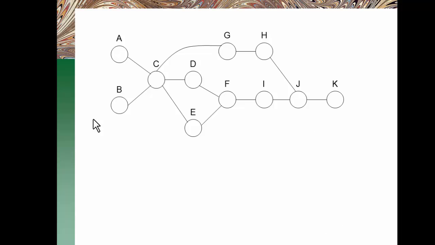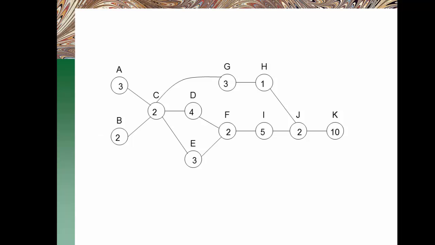So this will show how long each task takes. Task A, for example, takes 3 days, task B takes 2 days, and so forth. Now, using this graphical format, we can easily calculate the least amount of time to complete the entire project.